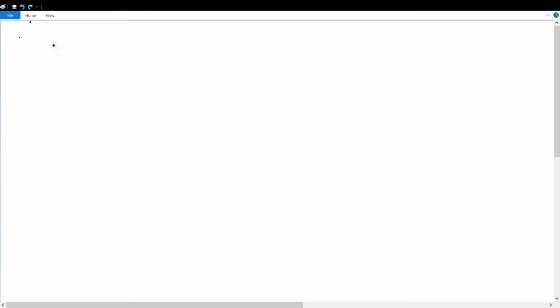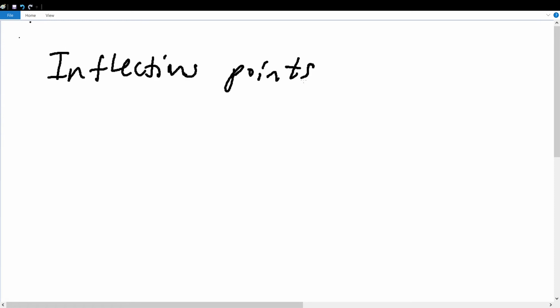Hello everybody, in today's lesson we're going to be talking about how to find inflection points and concavity. So, inflection points and concavity. First of all, we're going to give a bit of definitions on what inflection points and concavity are.